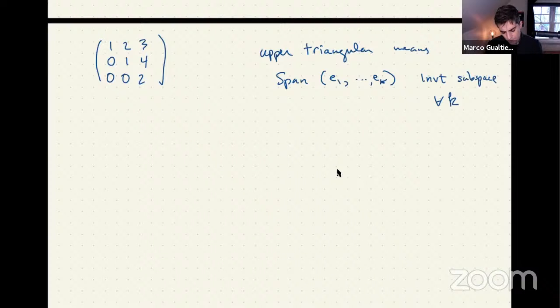So, what? Let's say that I want to find a polynomial that kills this matrix. Well, what I could do is take something like T minus 1. And that will be 0, 0, 1, 2, 3, 4.